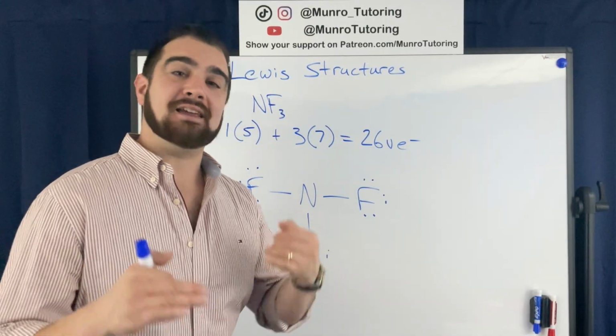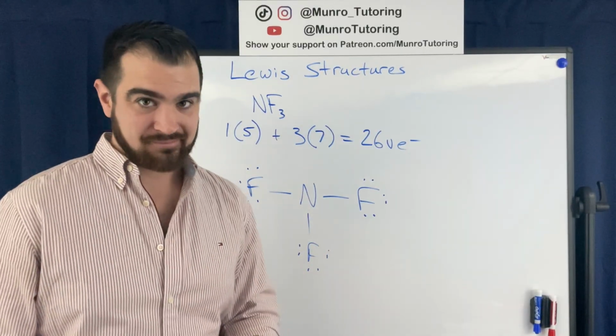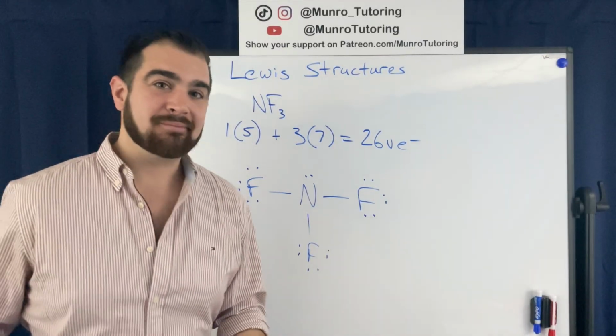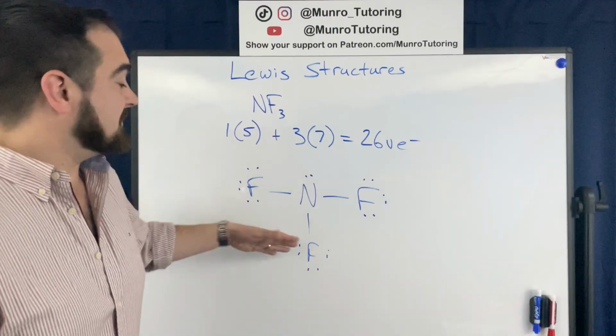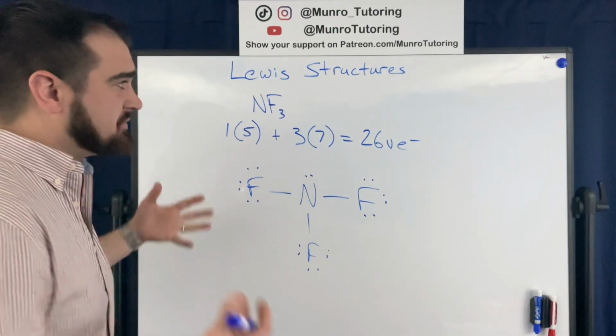And so we're going to take the remaining 2 electrons and put them on the central atom as a lone pair, okay? So we go boom, boom. That's it. We're done. That is the Lewis structure of nitrogen trifluoride, okay?